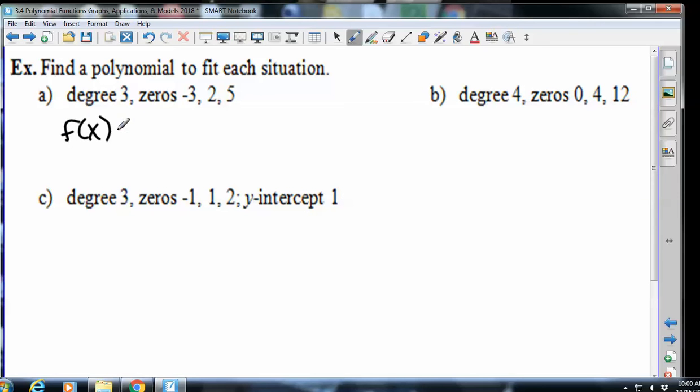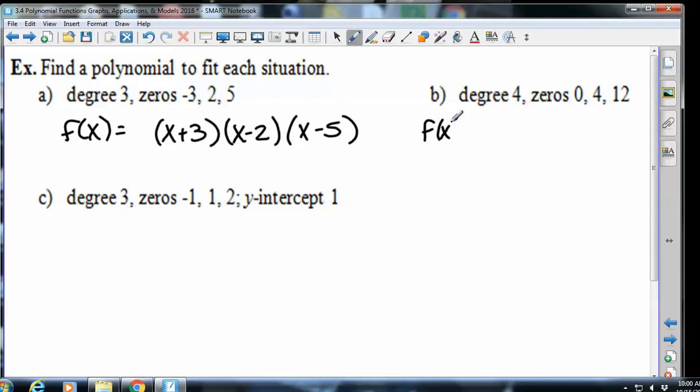Okay, so if I want this polynomial, -3 is a 0. So what goes in my polynomial? 2 is a 0. And 5 is a 0. Is that degree 3? Yep, so I'm done. There weren't any other stipulations here, so I don't have to do anything else. Okay, the second one.